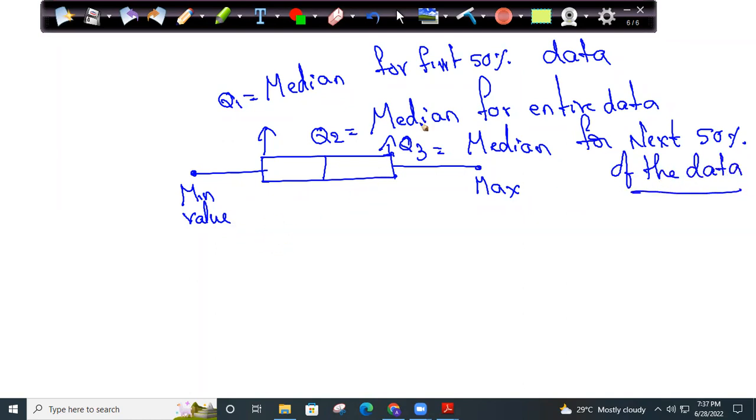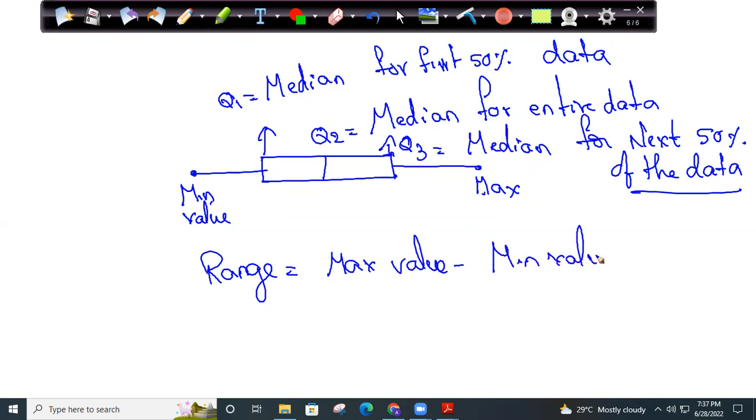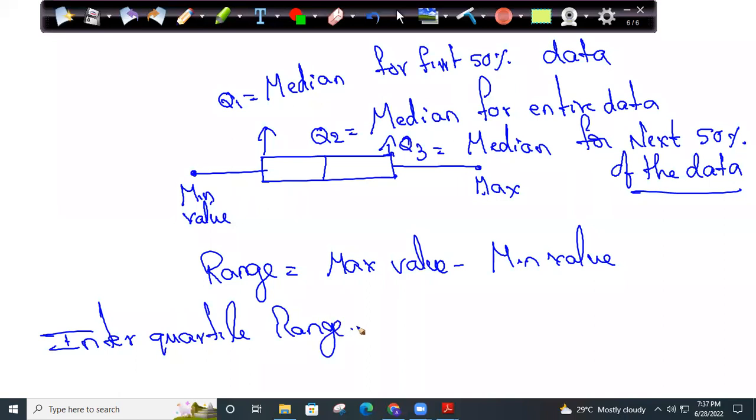Okay. Now I need you to know a few more things here. Listen carefully. They might ask you the range. They give a box plot and they might ask you the range: maximum value minus the minimum value. They might ask you the interquartile range. Interquartile range means Q3 minus Q1. You should know these terminologies. Q3 minus Q1.